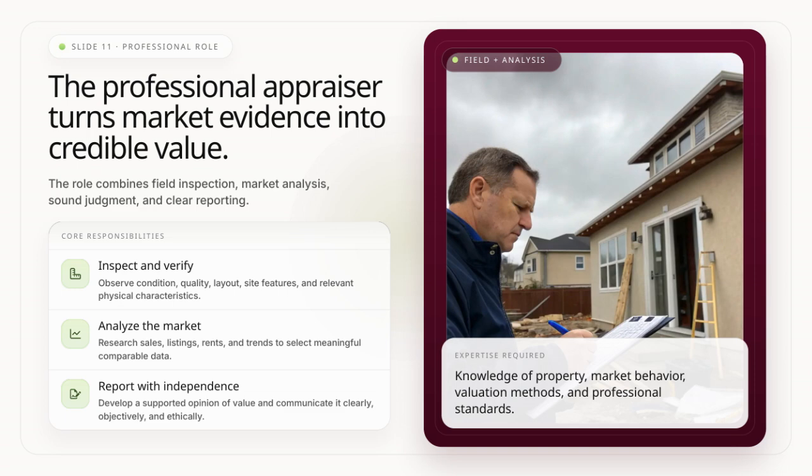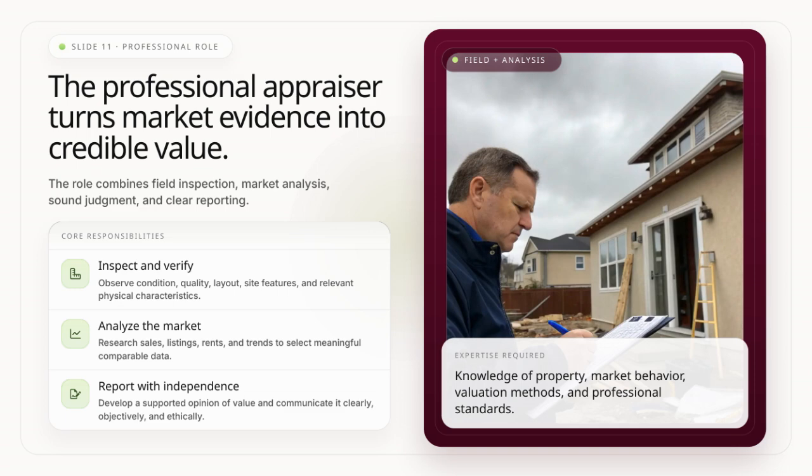Next comes market analysis, where the appraiser researches current sales, listings, rents, and market trends. This step is essential to identify meaningful comparable data that supports an accurate valuation. When it comes to reporting, the appraiser must provide an independent, well-supported opinion of value. The report needs to be clear, objective, and ethical, communicating the findings in a way that all stakeholders can trust.